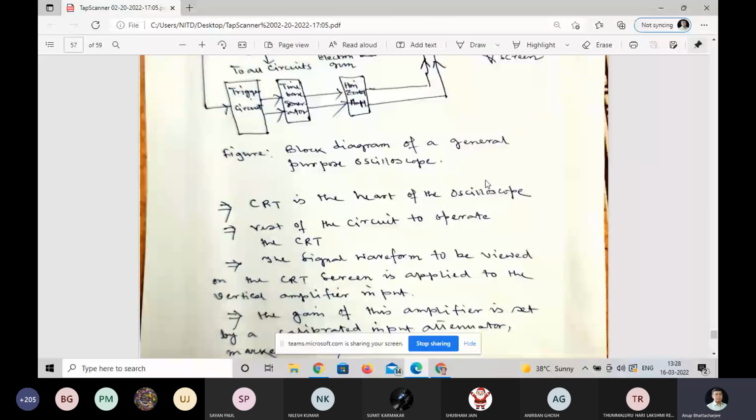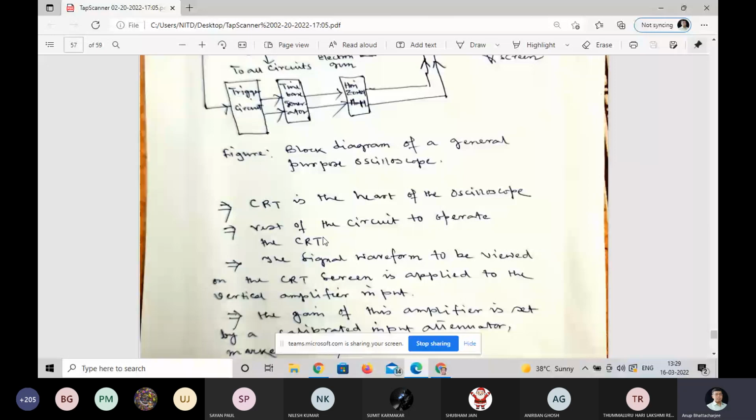Okay. So the cathode ray tube or CRT is the heart of the oscilloscope, with the rest of the circuit there to operate the CRT. Try to understand this thing, that CRT is the heart of the oscilloscope and the rest of the circuit is there to operate the CRT. Are you getting the meaning, students? Major portion is CRT, and to run the CRT, we have the other circuits. And the total thing is known as cathode ray oscilloscope or CRO.